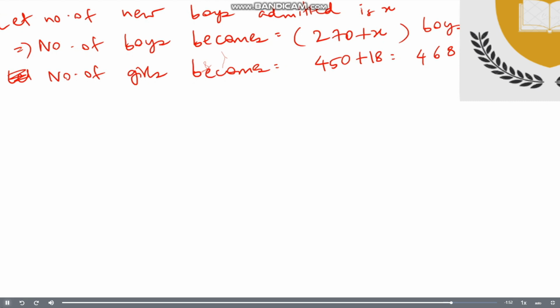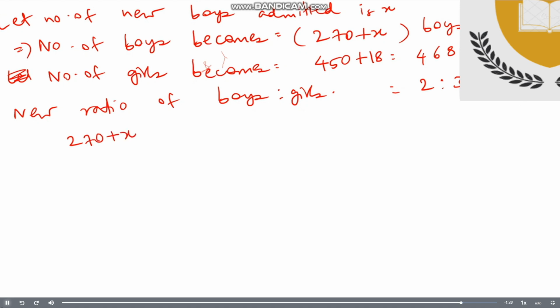According to the given question, the ratio has to be 2:3. The new ratio of boys to girls is equal to 2:3, which is equal to 2 by 3. So what is the total number of boys after the change? It is 270 plus x. What is the total number of girls after the change? It is 468. 270 plus x by 468 is equal to 2 by 3.